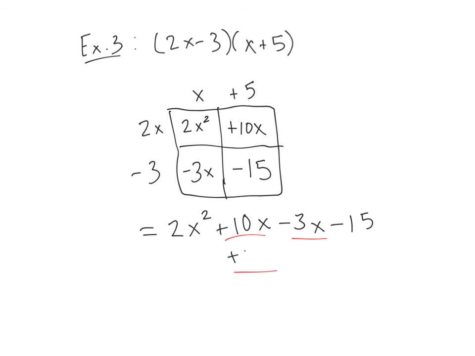Yeah, so that's going to combine to a plus 7x. So I have 2x squared plus 7x minus 15 as my answer on this one.